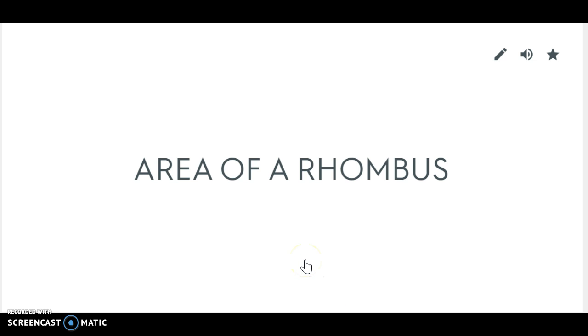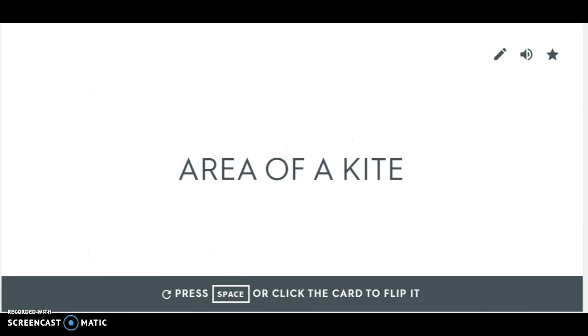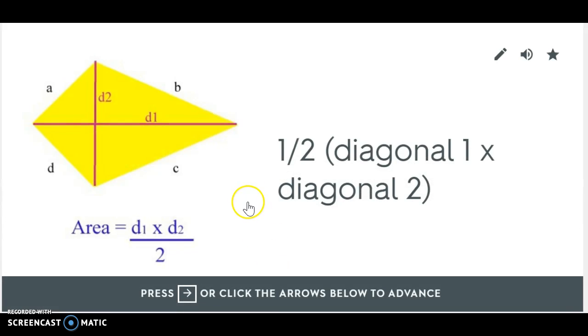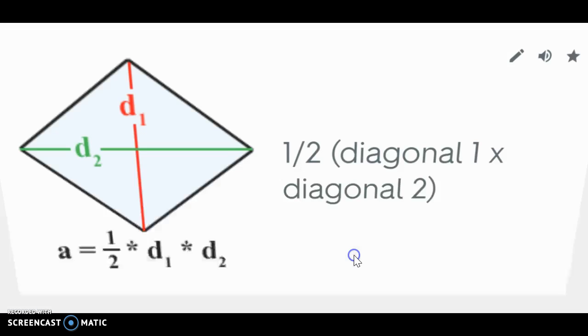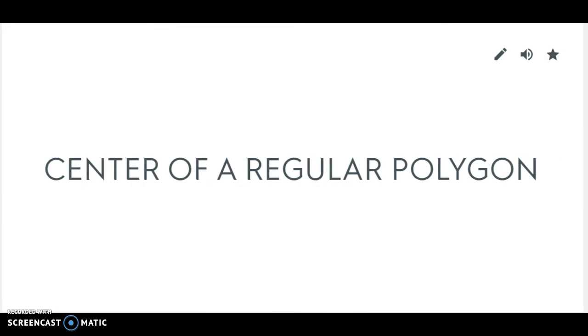The next one is area of a rhombus. And a rhombus actually has the same equation as a kite. So it's 1/2 of diagonal 1 times diagonal 2. So kite and rhombus have the same formula. Okay? All right, the next one is the center of a regular polygon.